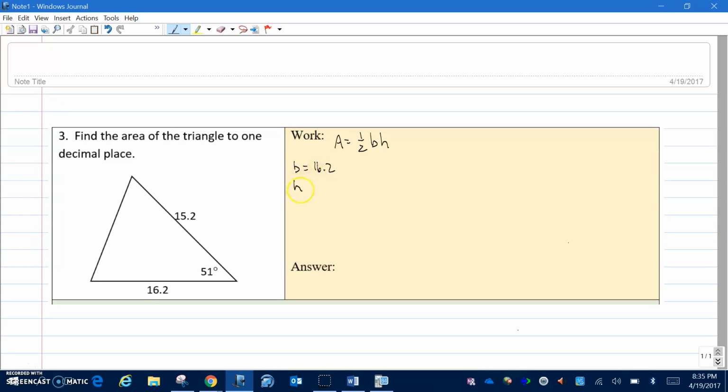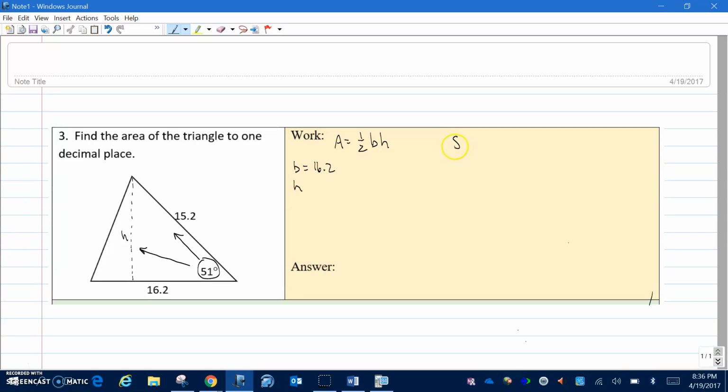The challenge on this problem is finding the height, and we're going to have to roll back to our trig from before. So we're going to drop in an altitude, which will be the height of our triangle, and I'm going to label that H. Now we're going to want to use this angle, and we're going to use the opposite and hypotenuse, which if you remember from our trig days is going to be our sine function.